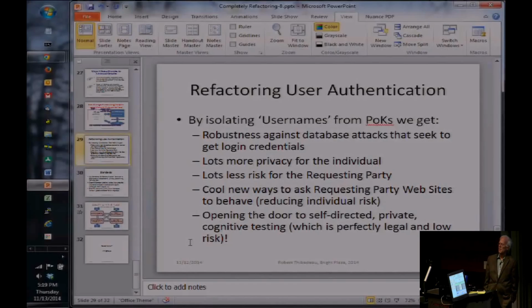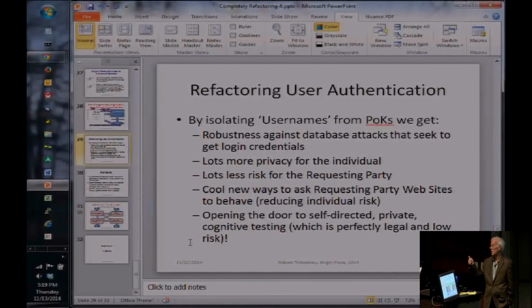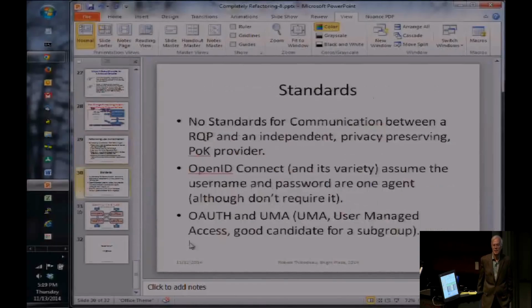So to summarize so far: by isolating the usernames from the proofs of knowledge, we get robustness against database attacks, lots more privacy for the individual, a lot less risk for the requesting party, cool new ways to ask requesting party websites to behave, and opening the door to self-directed private cognitive testing, all of which are desirable properties of a proof of knowledge system.